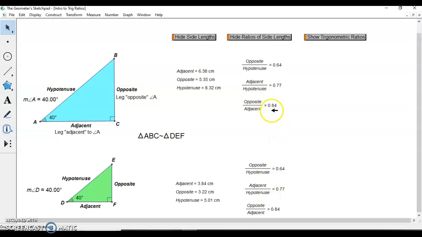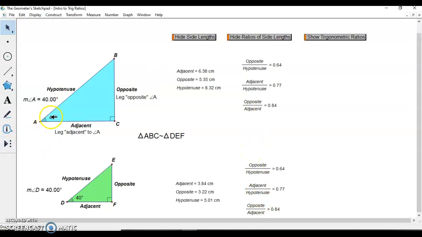And for the opposite over adjacent, I get 0.84. So the point I'm trying to make is that because these triangles are similar and their corresponding sides are proportional, regardless of the size of those triangles, if I take their different sides and divide them, I will always end up with the same ratio because of that similarity.